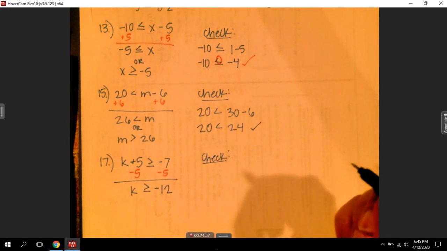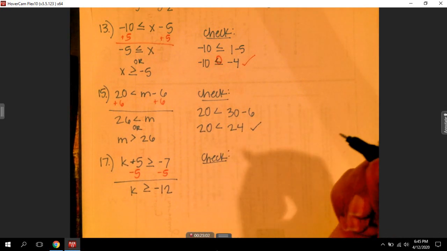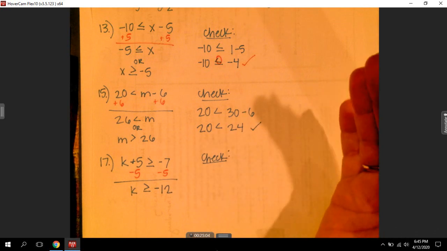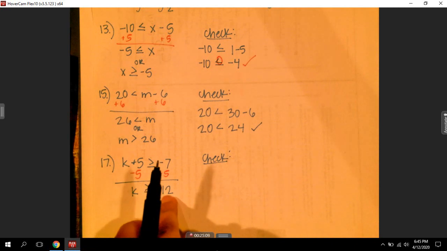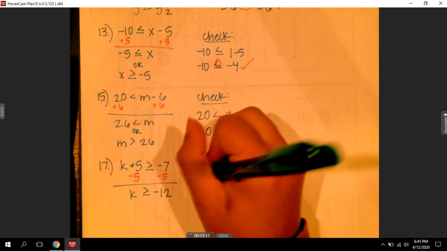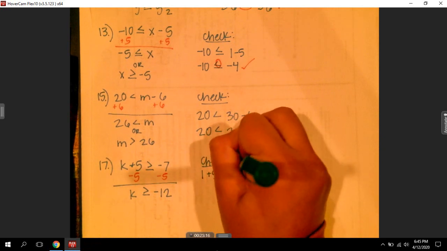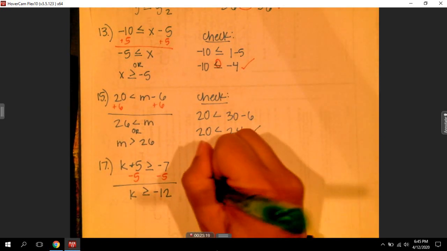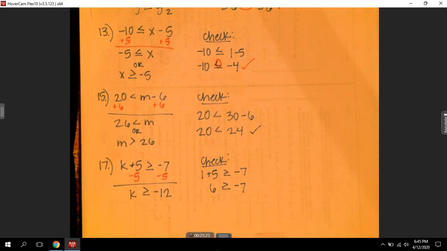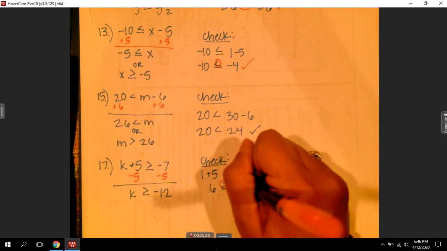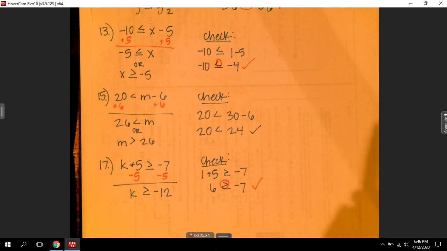Okay, so what's a number greater than or equal to that? You could use negative 12 here, or you could pick something a little bit easier, a positive number, because any positive number is going to be greater than a negative number. So let's just say 1. So 1 plus 5 is greater than or equal to negative 7. 1 plus 5 is 6. Is 6 greater than or equal to negative 7? It is greater than, because like I just said, a positive number is always going to be larger than a negative number. So that is a true statement.